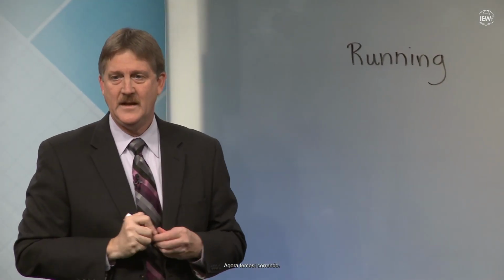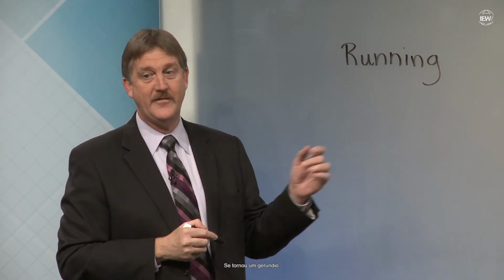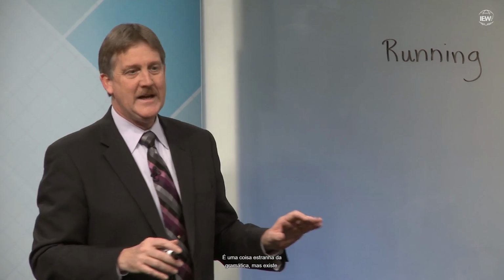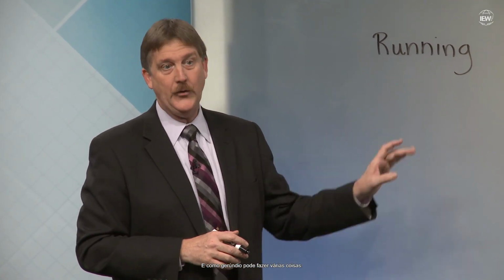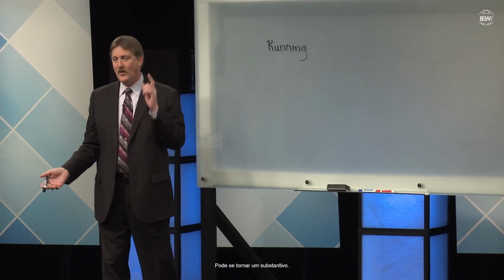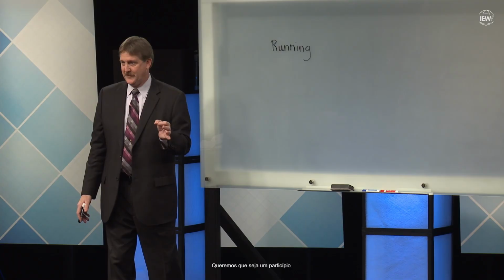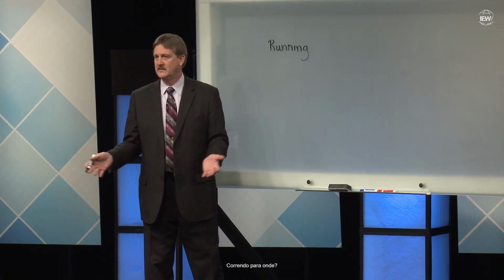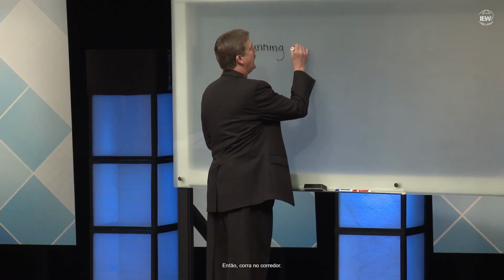Now we've got running. This is no longer a verb, it has become a verbal. It's just a weird grammar thing, but that's true. Now, as a verbal, it can do several things. It could become an adjective. It could become a noun. What we want it to be is a participle. So, we keep it there, and then we probably want to say how or where this running is happening. Running where? Down the hall? Okay. Running down the hall.